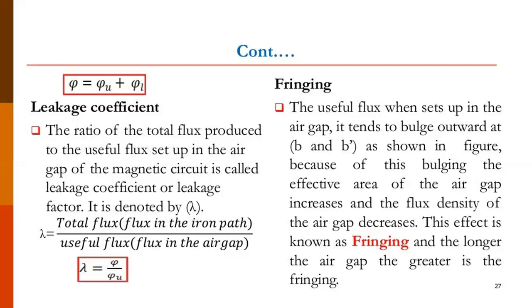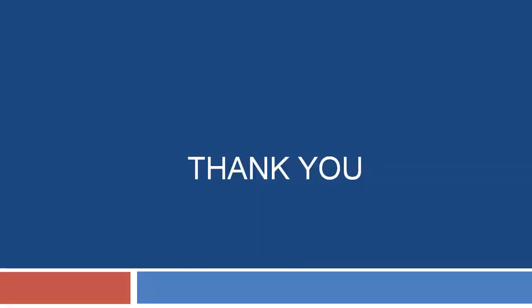So the leakage, fringing and reluctance in practice should be as small as possible, minimum. This is possible by choosing a good magnetic material and making the air gap as narrow as possible. To avoid fringing, the air gap should be avoided, or it should be very, very narrow. So this is all about magnetic flux leakage and magnetic fringing. This is enough for today. Thank you.